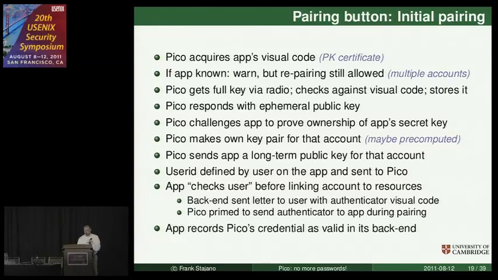And so the Pico is primed to then spit out this nonce authenticator to the app when it does the initial pairing with it. And at that point, the backend will connect the two entities, so this newly created public key of the Pico and the resources that already belong to that user previously.